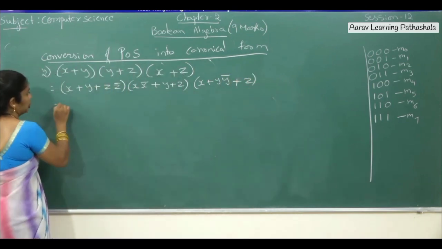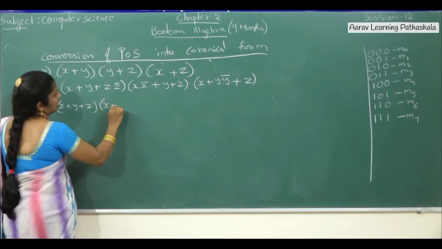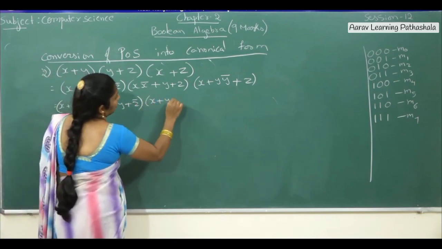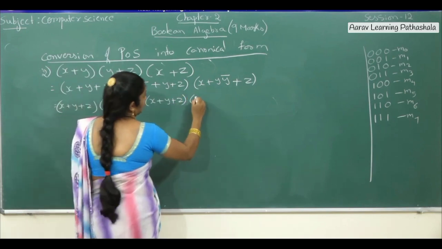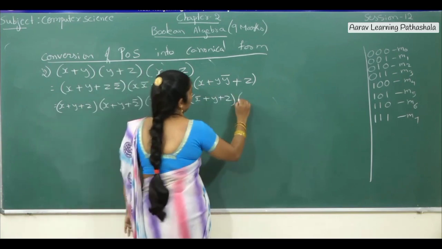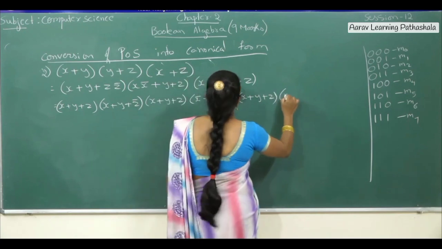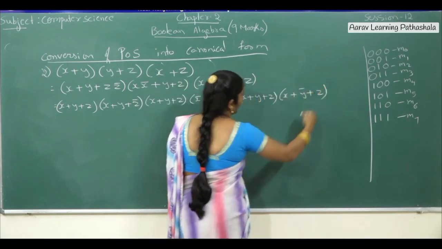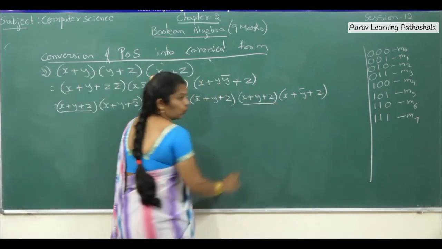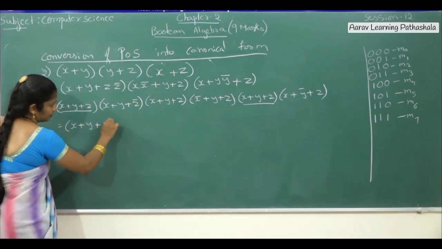Now distribute the given equation: x plus y plus z. Once again x plus y plus z bar. Next here x plus y plus z. Next x bar plus y plus z. Here also same pattern, distribute: x plus y plus z. Next, x plus y bar plus z. Remove the duplication. Here also we have x, y, z. Only one time we can write. Therefore, the reduced expression is x plus y plus z.